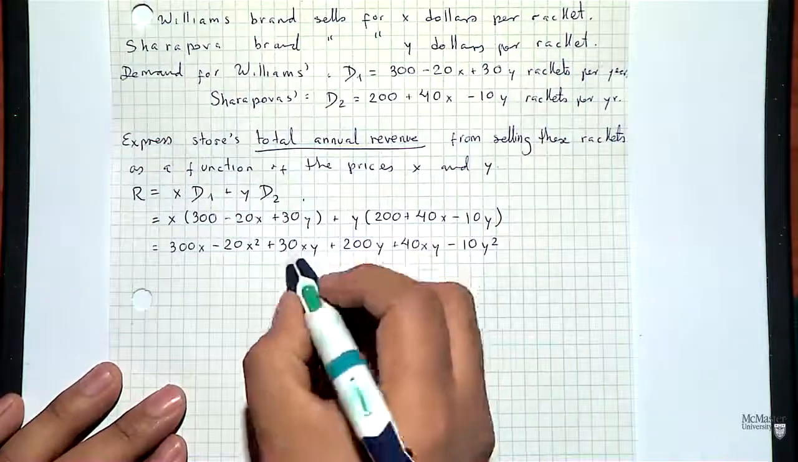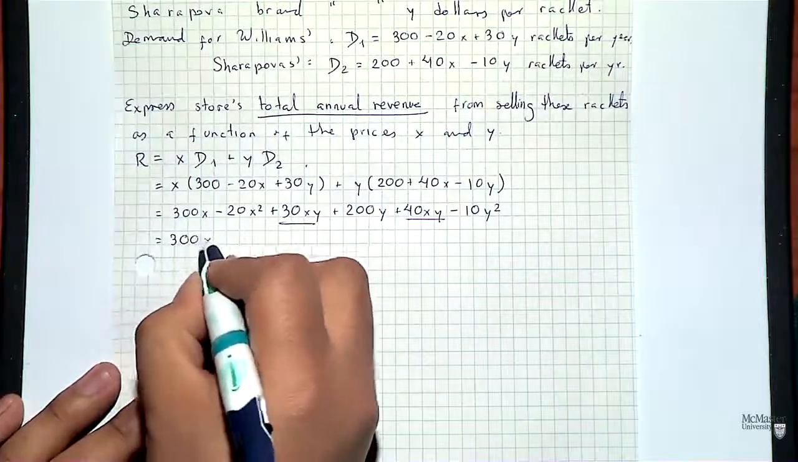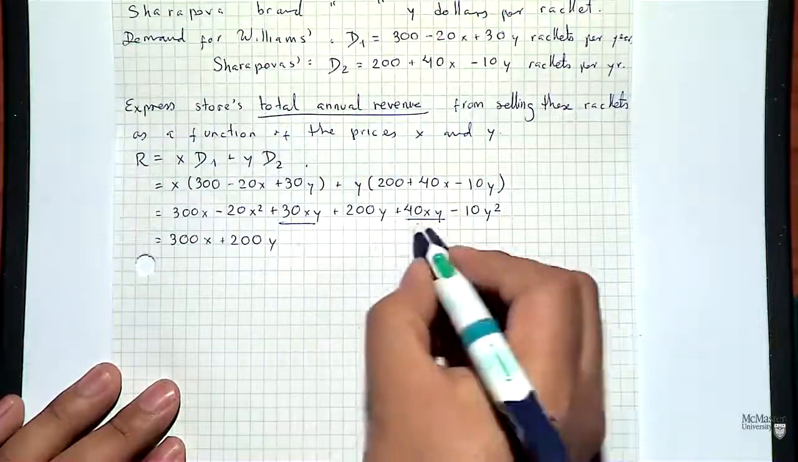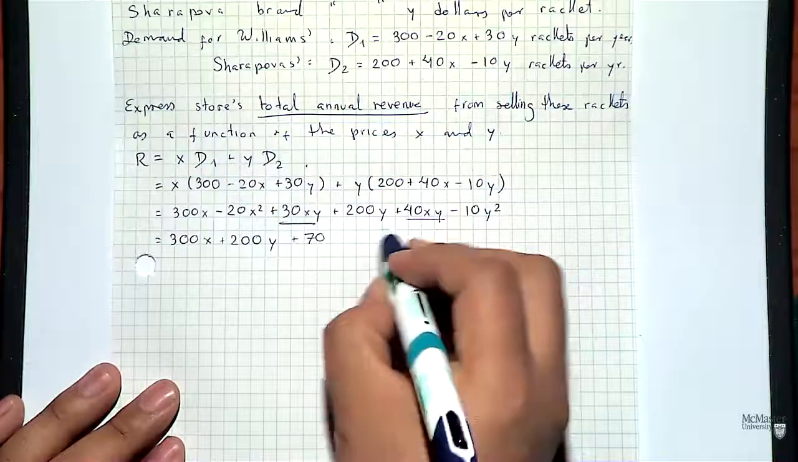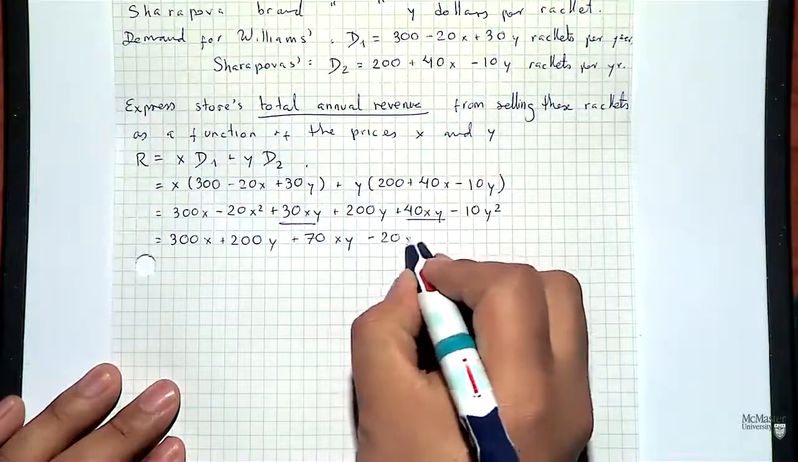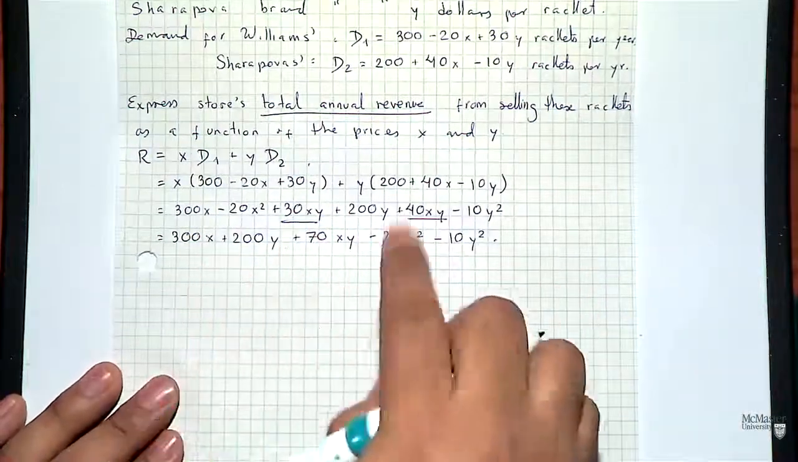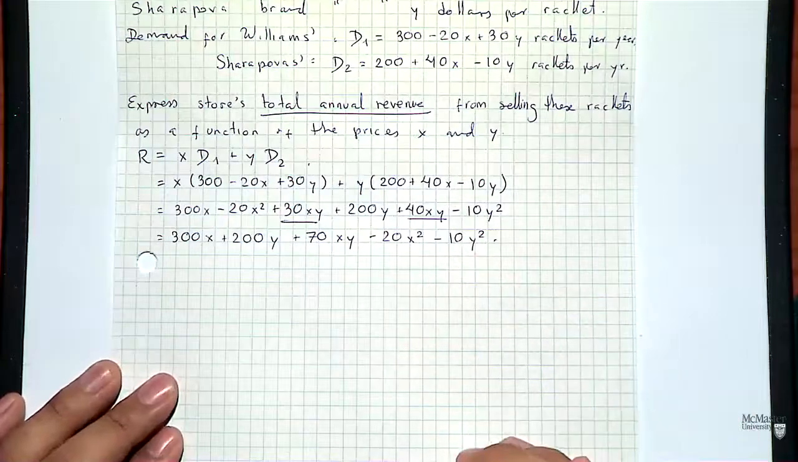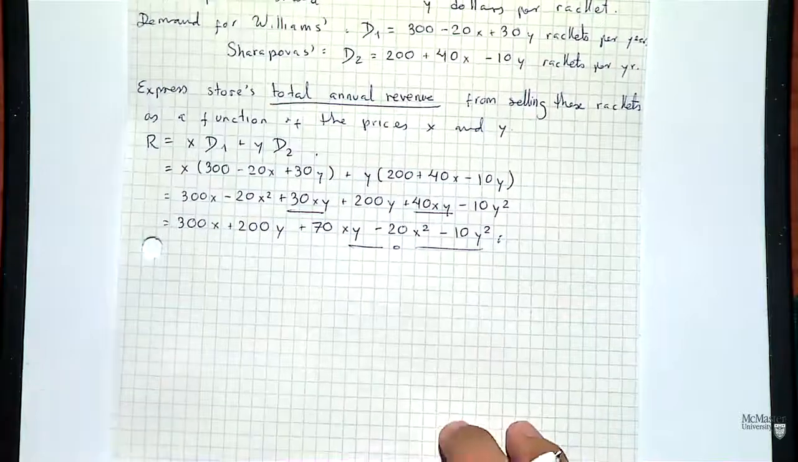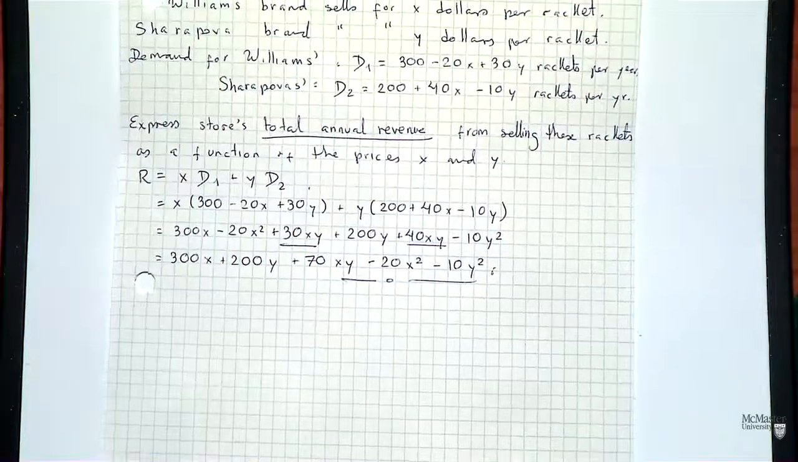So in terms of the polynomial, the only ones that can be combined are these two. So you have 300x plus 200y, if you want to order in terms of the degree of the polynomial. Then you have 70xy, so you are counting for this sum. Then you have minus 20x squared minus 10y squared. So you go from the linear to the quadratic terms, first x and then y, and this would be the result.